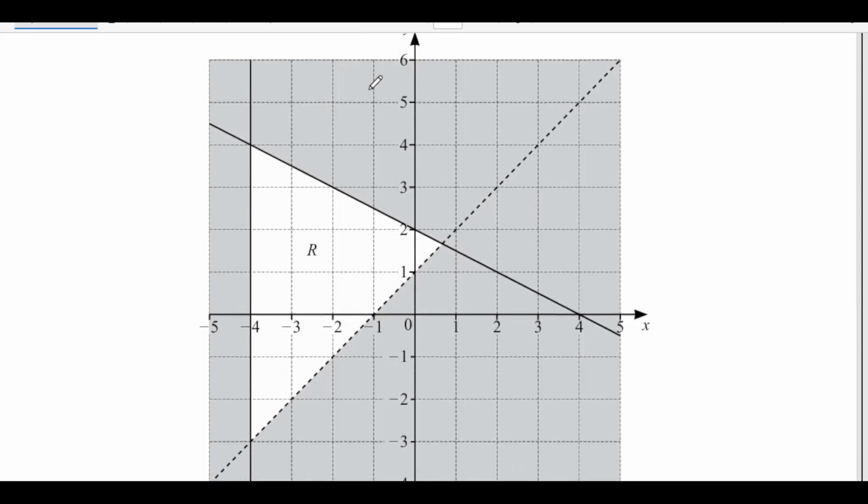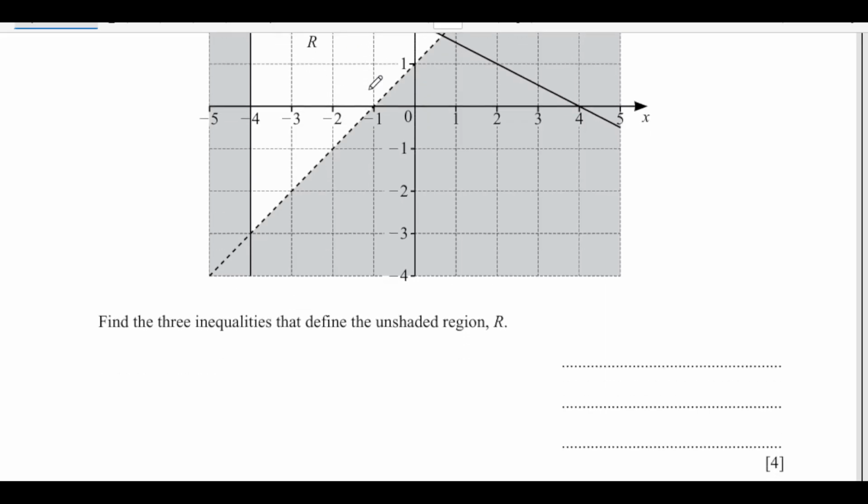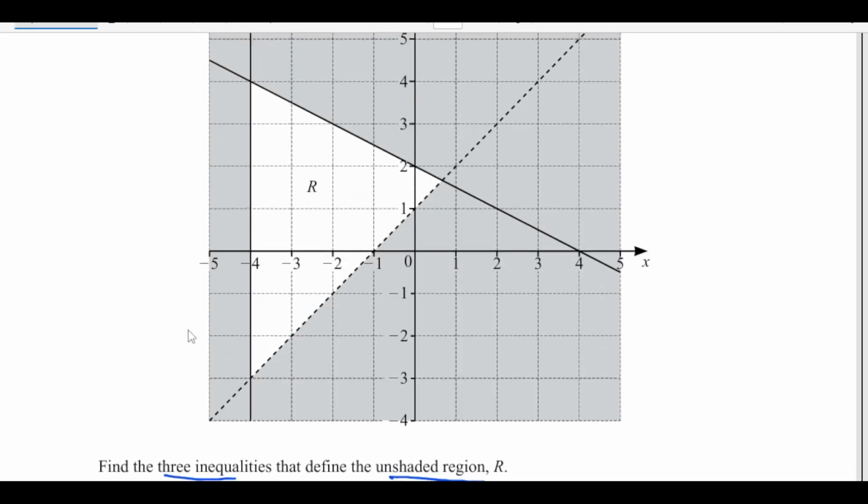You can see some lines here and the shaded part. The question is: find 3 inequalities that define the unshaded region R. So this is the unshaded region here, R, which is shown here. So we will find the inequalities.